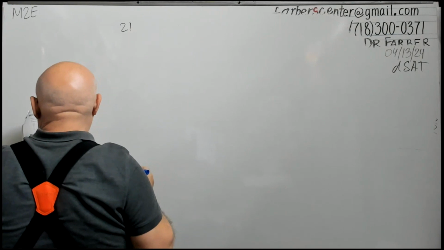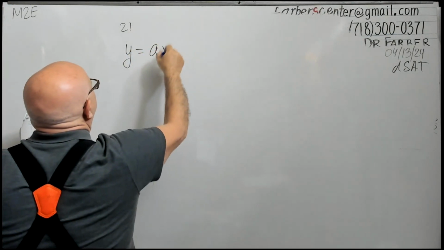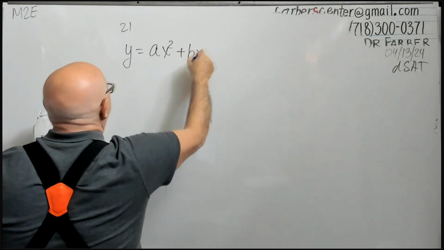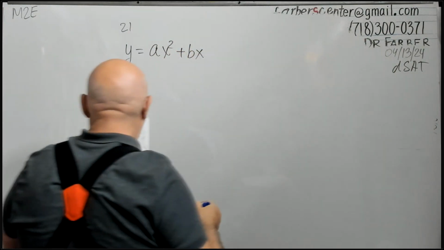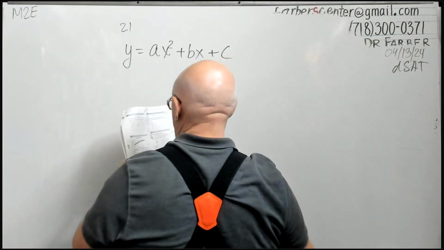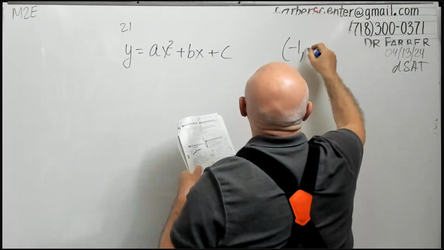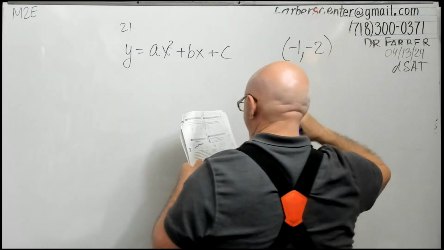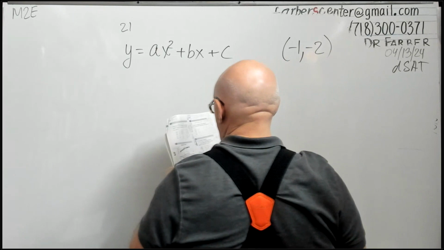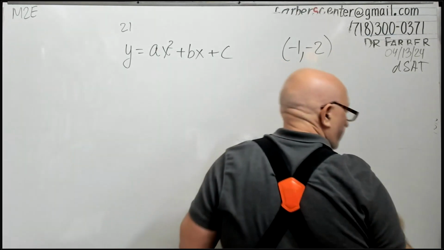We have a quadratic equation y equals ax squared plus bx plus c with solutions negative 1, negative 2. We're looking for A, B, and C. And we have a set of multiple choices.